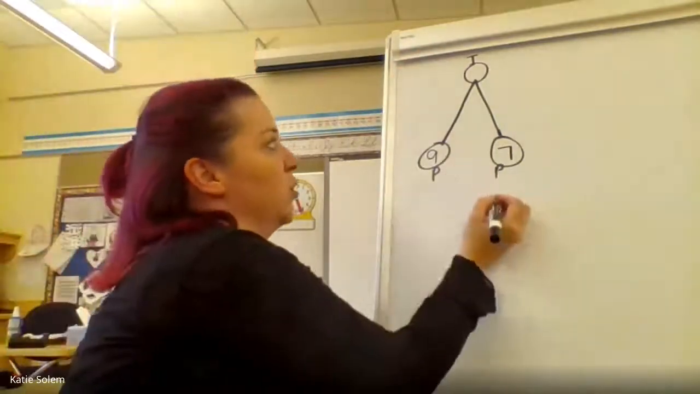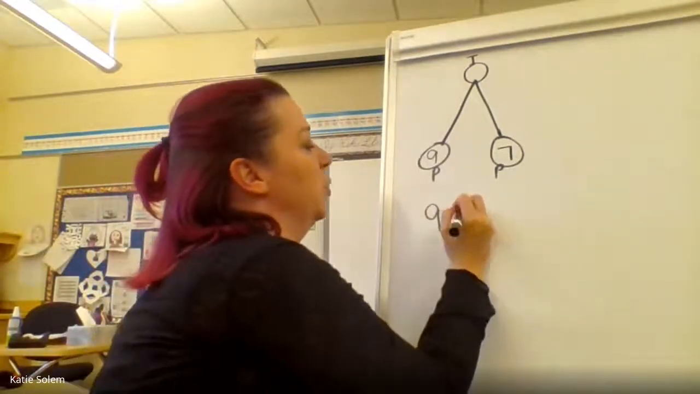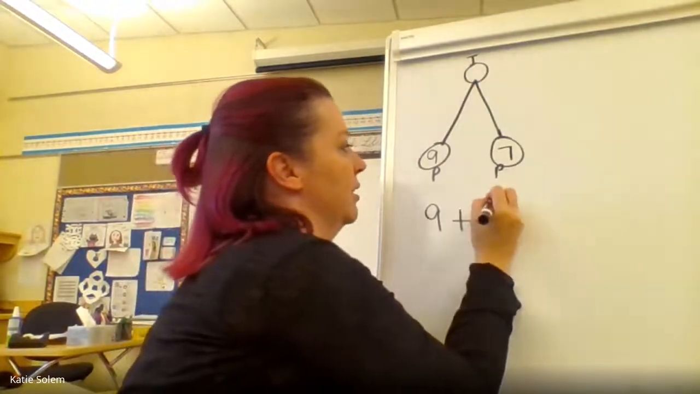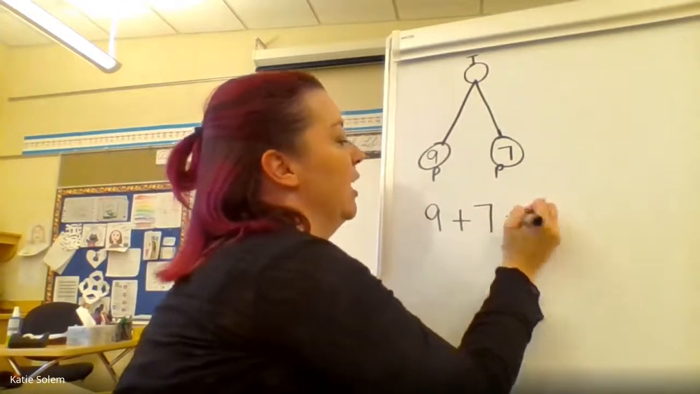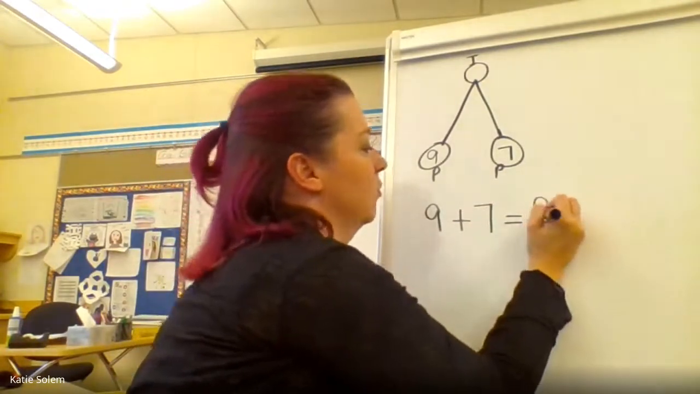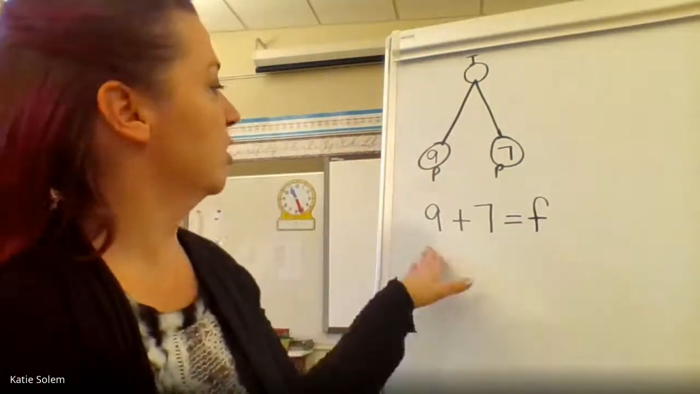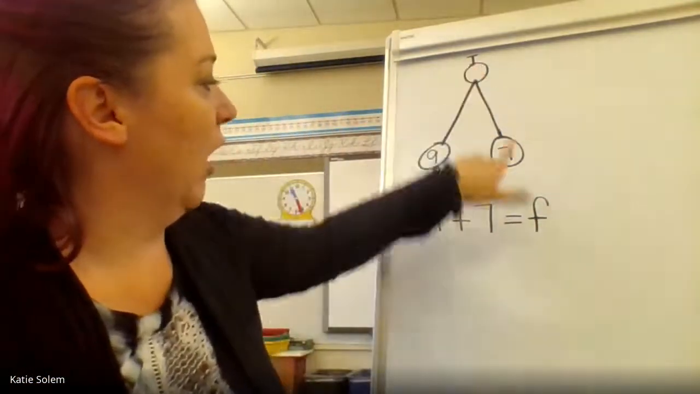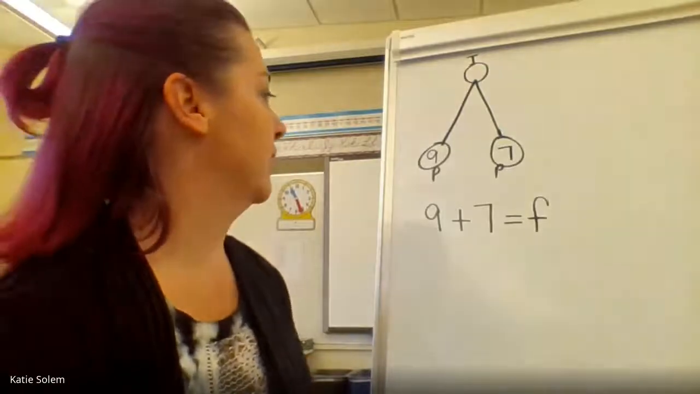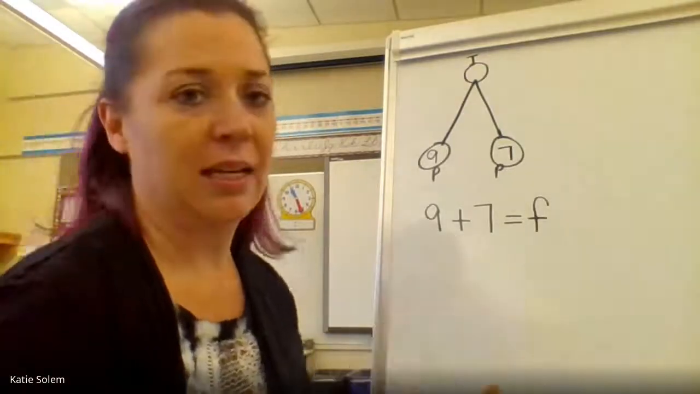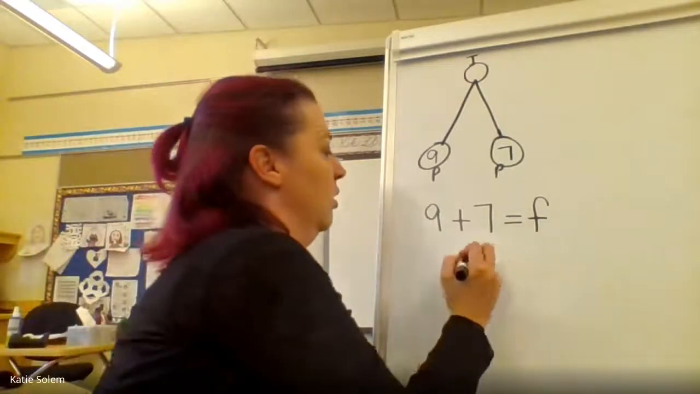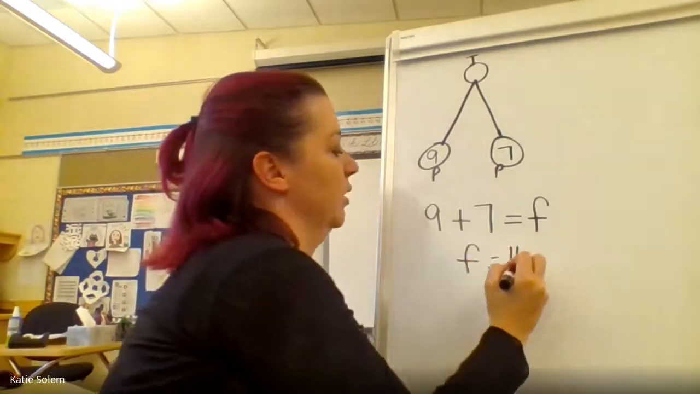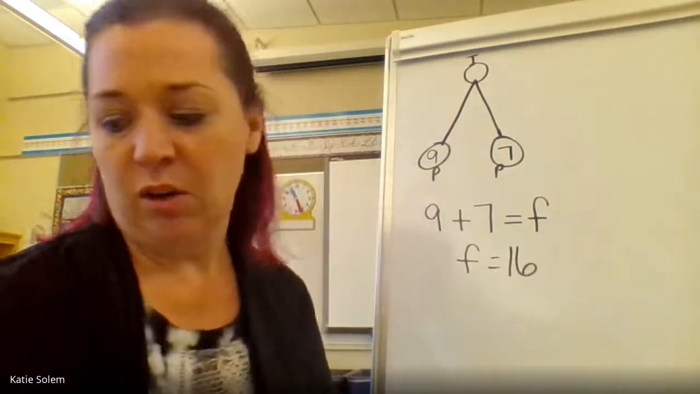So we could have also written it this way. She had 9 blue flowers plus 7 red flowers equal, I'm just going to put F for flowers. So we need to figure out what the missing variable is. What is 9 plus 7? If you got 16, you are correct.